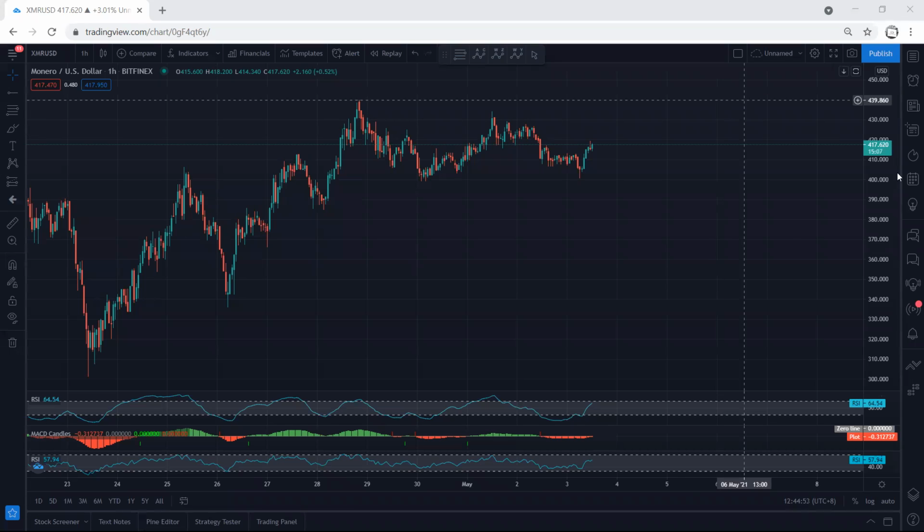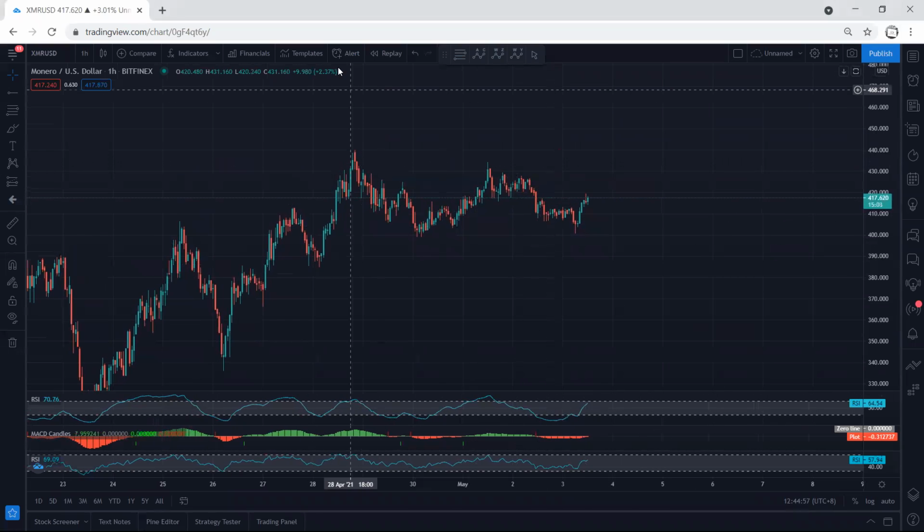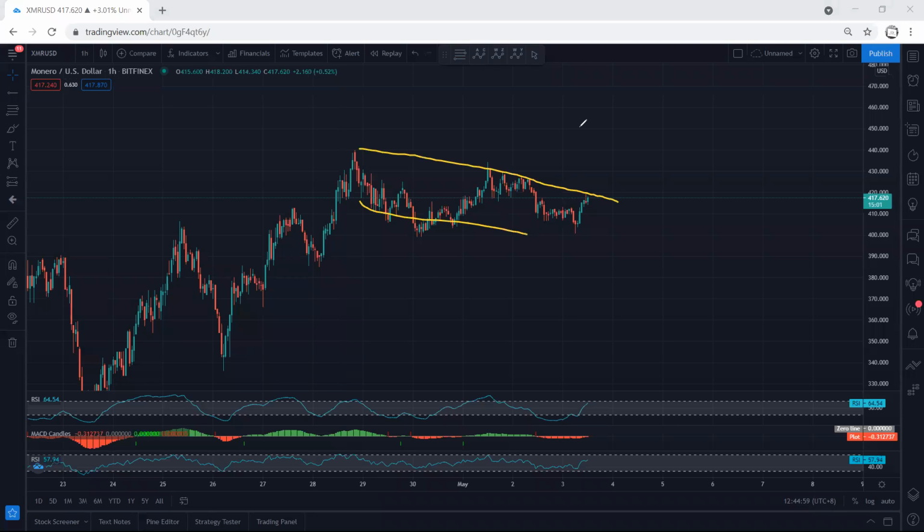XMR, we start with the 1 hour chart. We want to see how we can look for a trade. As we can see, we are still within this big correction, because even when the price was within this move, we mentioned the possibility of a reversal, but as we can see, there is a tendency toward a big correction.